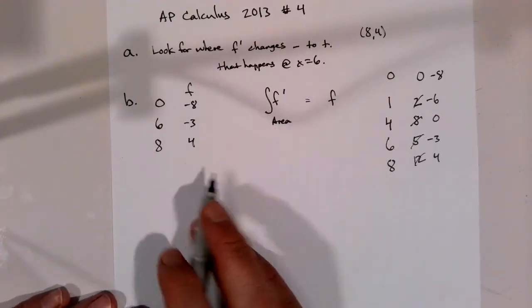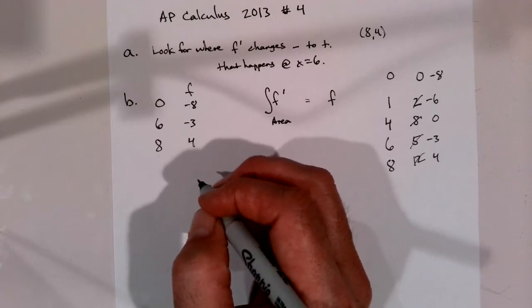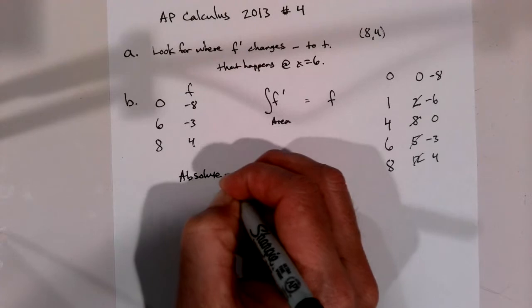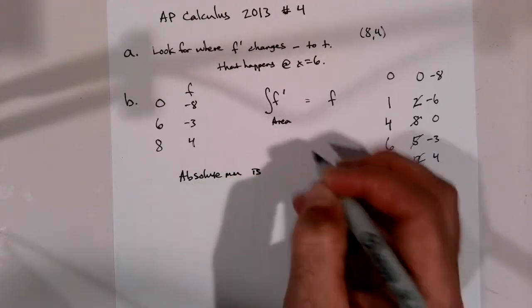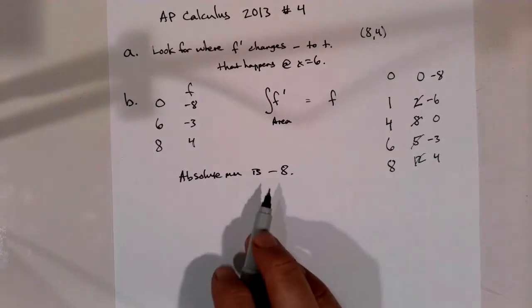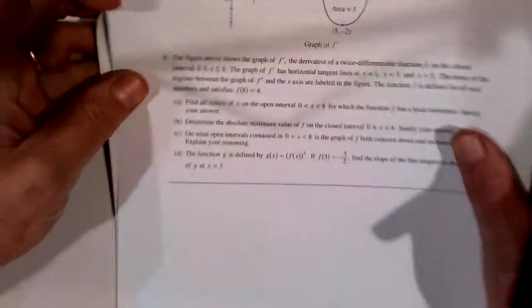So in fact, the absolute minimum is negative 8. It happens right at the very beginning. Okay? Let's look at question C.